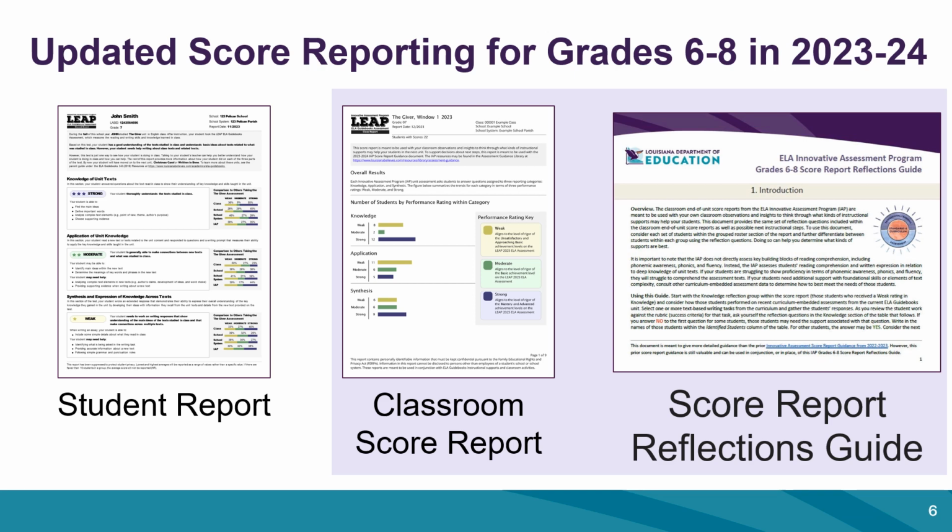For the 23-24 school year, the student and classroom score reports have been updated for grades 6, 7, and 8. In addition, there is a new supporting document, the Score Report Reflections Guide for grades 6 to 8. This document is meant to help support decision-making on instructional next steps and is meant to be used in conjunction with the classroom score report.